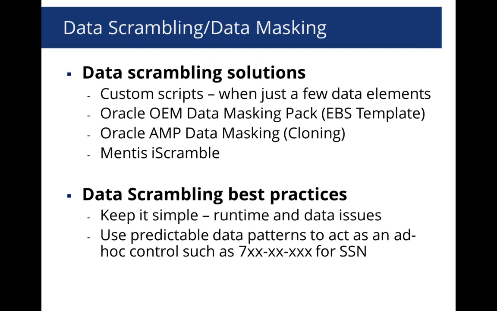So for data scrambling solutions, there's a couple of different ways you can do it. You can write custom scripts, and if you have a small number of elements, that's typically the best way to go. If you've got maybe 10, 20 different elements, credit card numbers, social security numbers, usually custom scripts are the best way. Oracle does have 2 products.